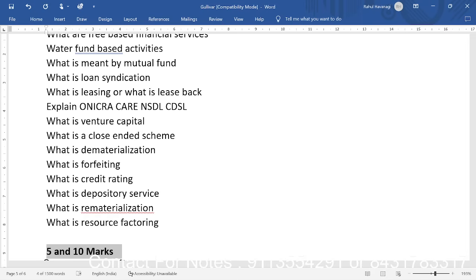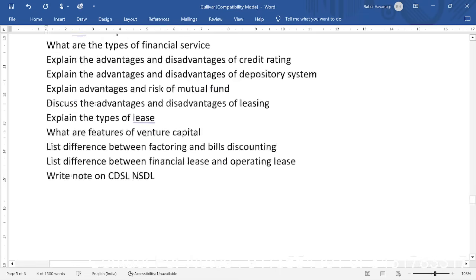Next question, what is credit rating? Next question, what is depository service? Next question, what is rematerialization? Next question, what is resource factoring?